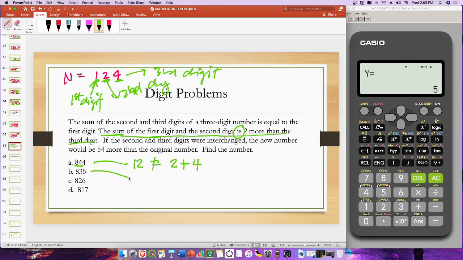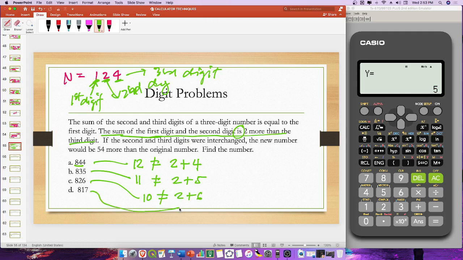Let's try this one. The sum of the first and second, that's 11, is equal to 2 more than the third digit, which is also not equal. How about this? Let's try this one. The sum of 8 and 2 is 10, is equal to 2 more than the third digit. So this is 6, this is 10, and this is 8. This is not the correct answer.